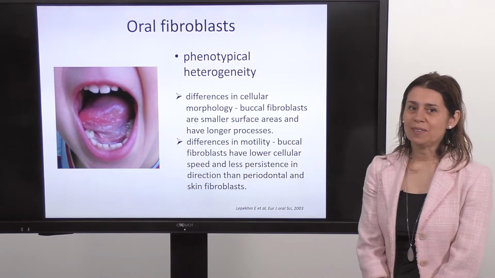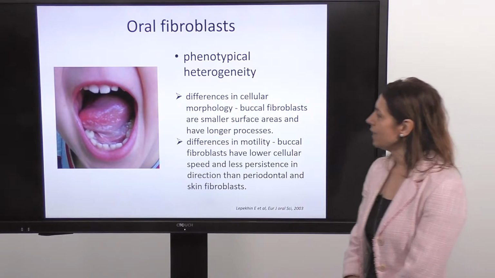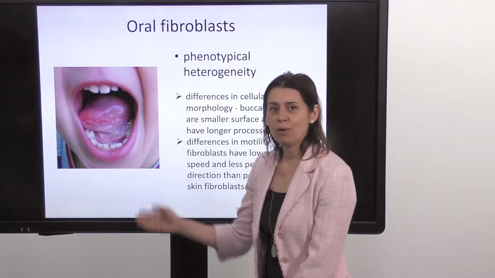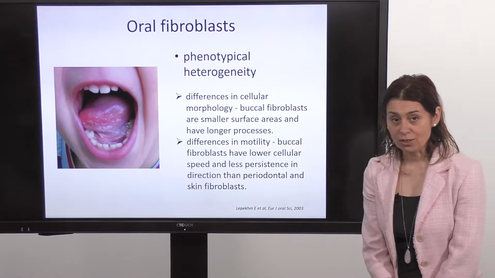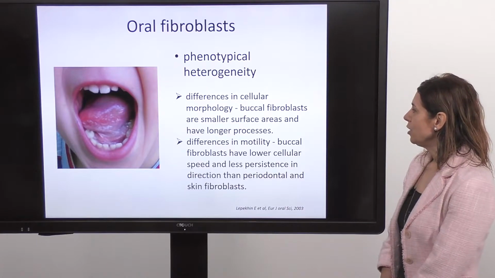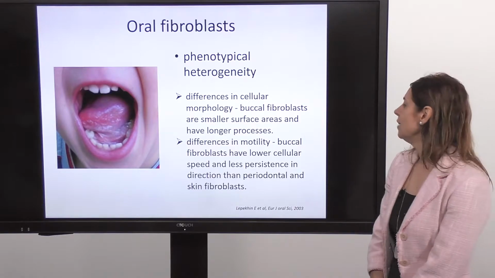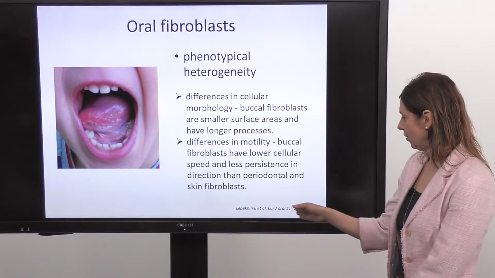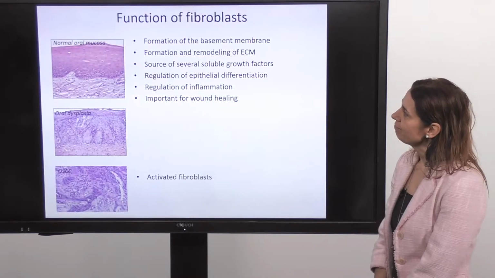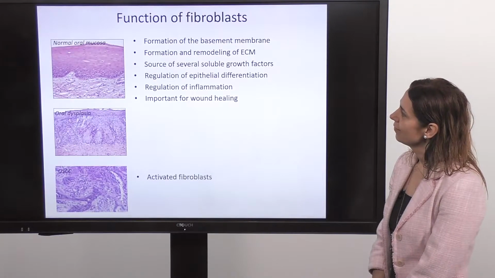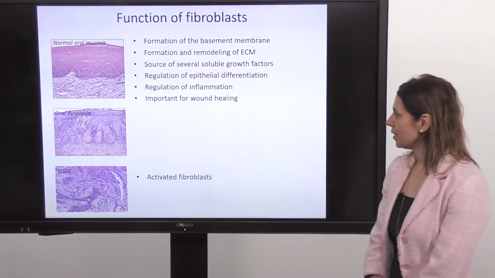However, we know that the oral mucosa differs within the oral cavity, and so the fibroblasts also differ. The major difference seems to be between the periodontal fibroblasts and the buccal fibroblasts. Again, they are also very different from skin fibroblasts, and this is a study from 2003 that investigated that. This has been some information about normal fibroblasts.